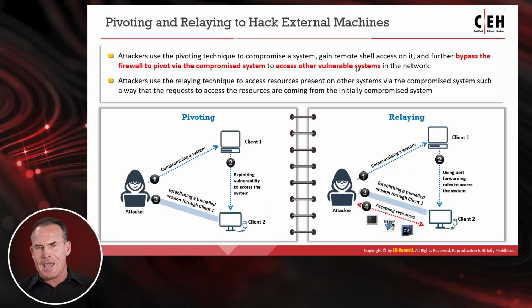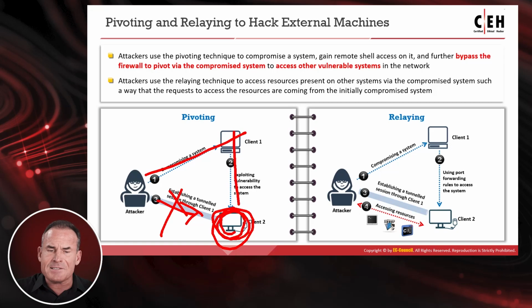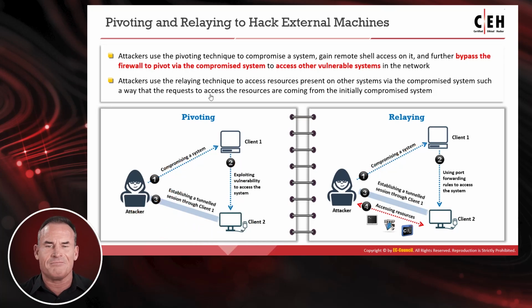And then pivoting and relaying to hack external machines. Okay, pivoting and relaying are both moving through an intermediary, initially compromised host. So in a nutshell, one is routing, one is port forwarding. You can look at it that way. But pivoting is, let's say I can't get to client 2 here directly. But I can get to client 1, and then I can advance to client 2, and then I establish a reverse connection back to the attacker. That's pivoting. Same thing with relaying, but in relaying, you're using port forwarding rules to access the system. And again, you're kind of relaying the attack through it. Any way you slice it, it's like playing Hacker Frogger, moving from turtle shell to turtle shell, advancing on your target.